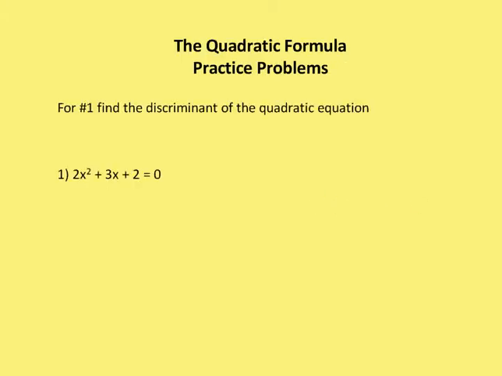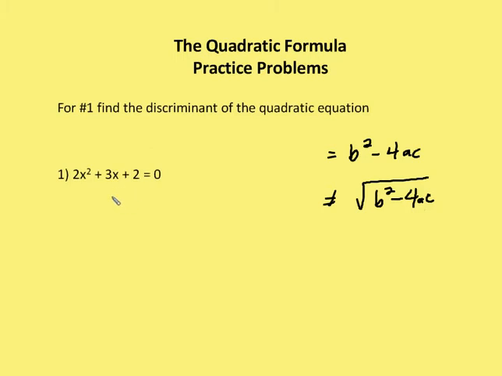Okay, let's take care of our first problem. Find the discriminant of the quadratic equation. So recall the discriminant is just the value b squared minus 4ac. It is not the square root of b squared minus 4ac. So the discriminant is b squared minus 4ac, not the square root of b squared minus 4ac. So we're going to find the discriminant.